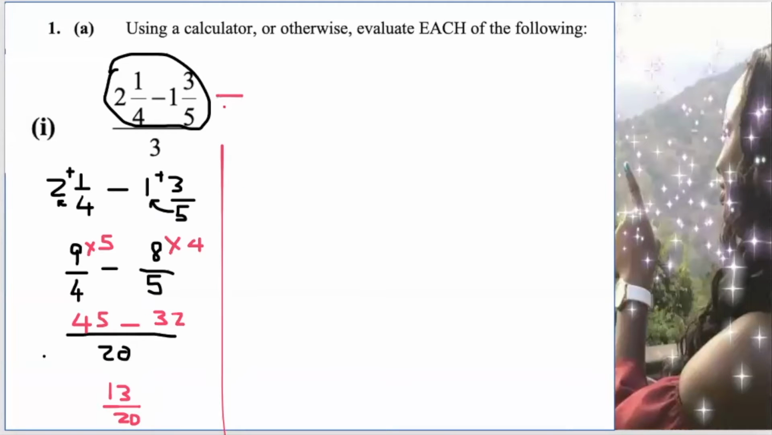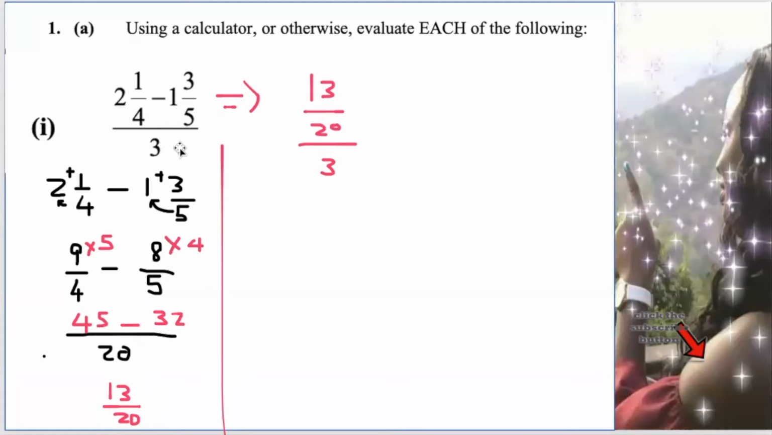So I replace the numerator with 13/20 all over 3. So I just calculated the numerator, to get 13/20, and then I rewrite all over 3. Now this means division. So I can rewrite this as 13/20 divided by 3.